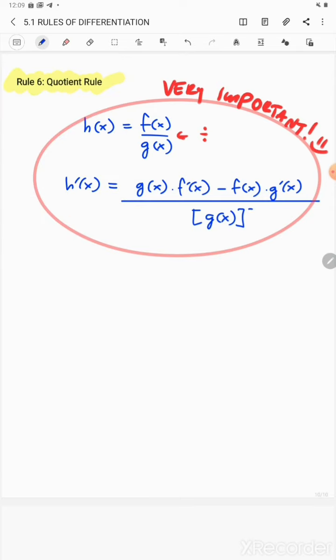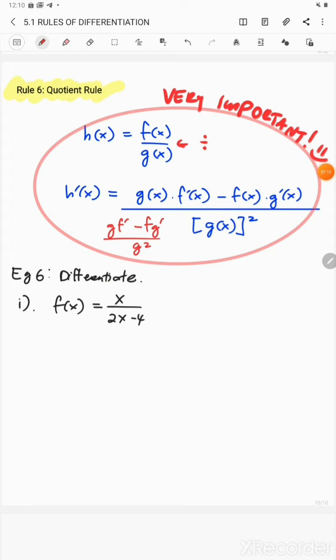Okay, g square. Now to remember this, I give you the simple version of the formula. You have to remember the formula starts with g: g times f prime minus f multiplied by g prime, divided by g square. So this is the formula for the quotient, if you see division. Now we look at example 1.